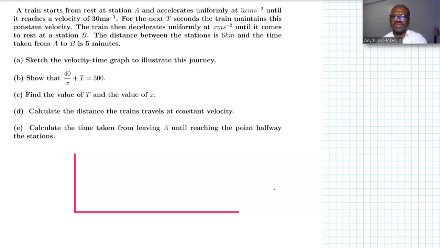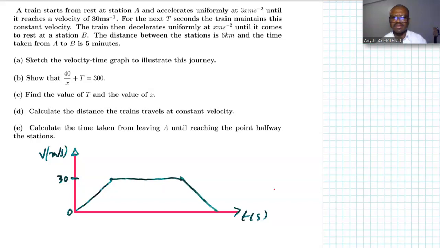So first of all, start from rest, so it's going to start from 0. Let's label our velocity-time graph: velocity in meters per second, and t in seconds. We go to 30, so we put 30 here. We move at 30, move another T seconds, then come down.